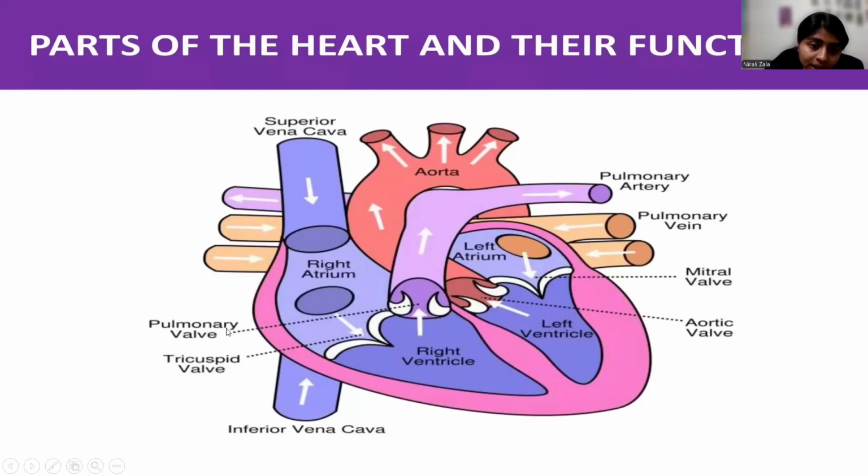Next is the pulmonary valve. These valves are present. See here, you can easily see the white valve present to restrict the blood from reverting back. This tricuspid valve, pulmonary valve, and this valve, which are present in white color, these are all present here so that the blood does not flow back in the body.